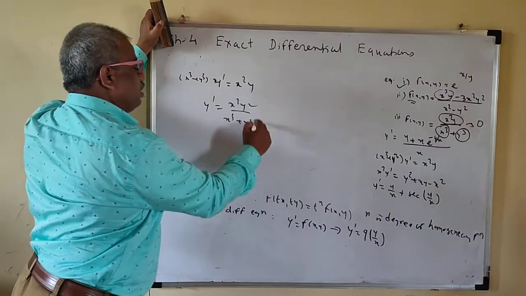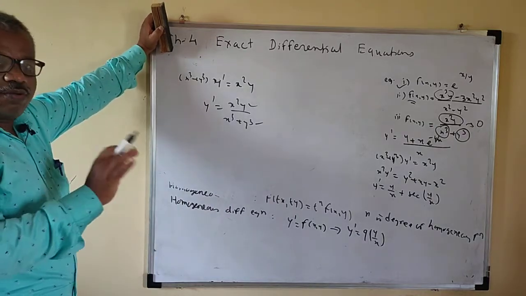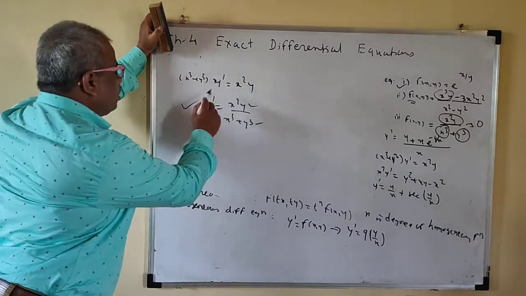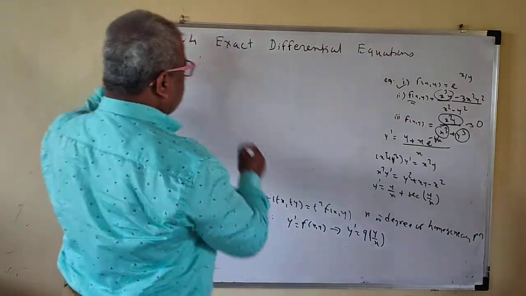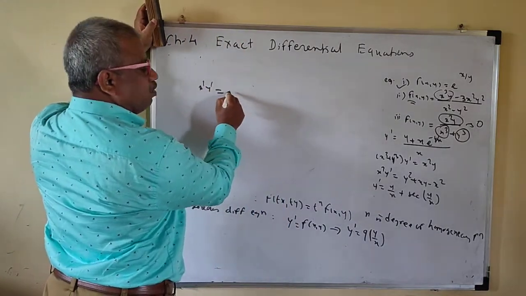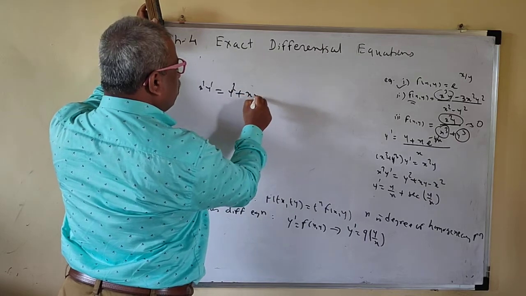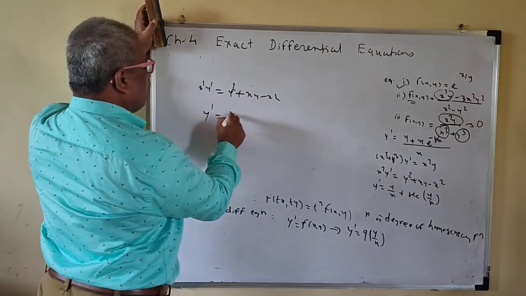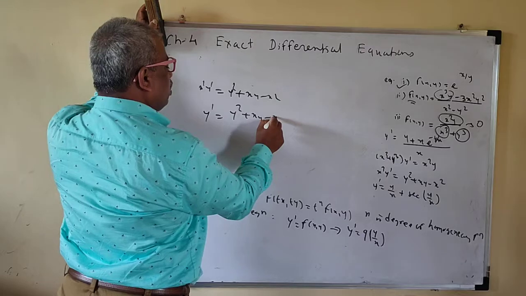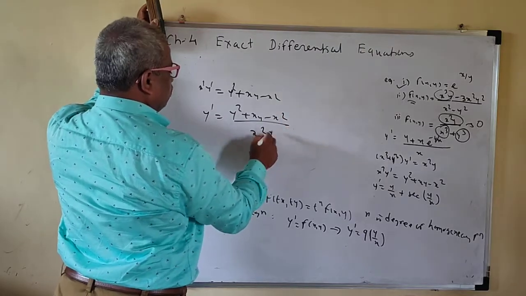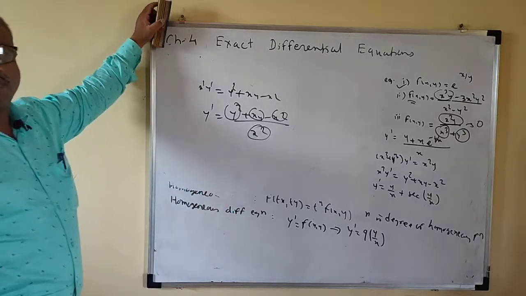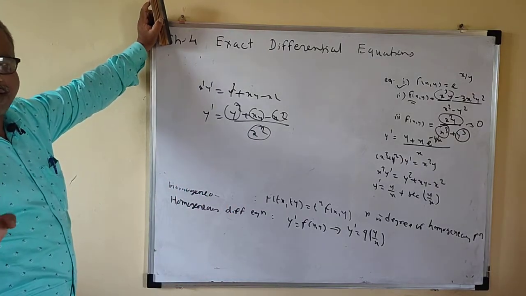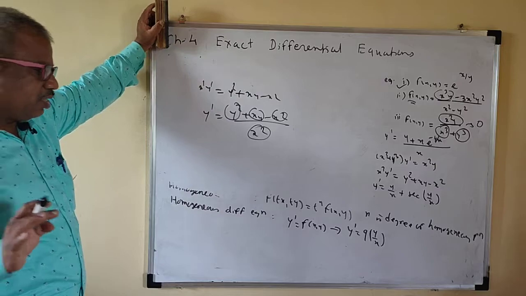So this is a polynomial. This is also a polynomial in x, y. The degree of each term is the same. So this is a homogeneous differential equation. Now, if I consider x square y prime is equal to y square plus xy minus x square, I can write y prime is equal to y square plus xy minus x square upon x square. See the degree of each term: this is 2, this is 2, this is 2. The degree of each term of the numerator and denominator is the same. So this is a homogeneous differential equation.